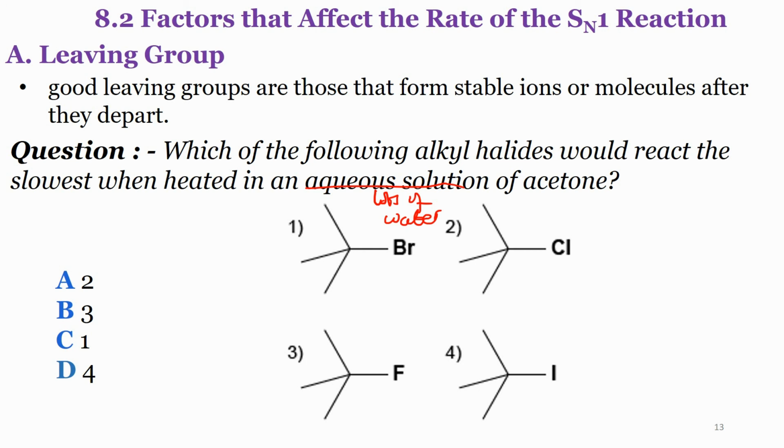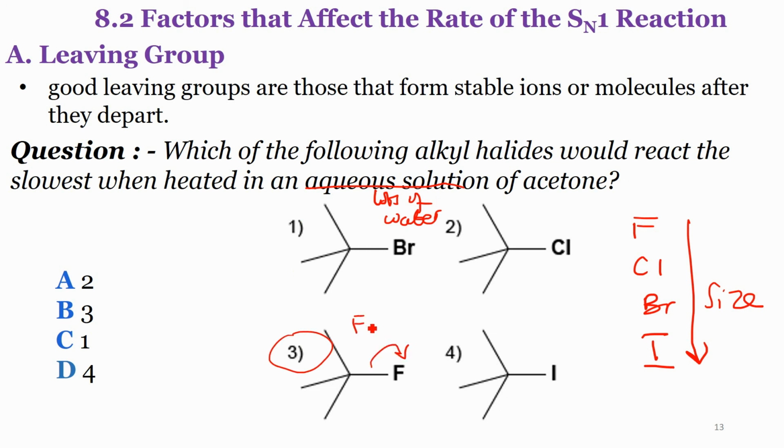Someone? 4. Would it be 3 because fluorine is larger or smaller? No, fluorine is actually the smallest out of the halogens. So you have F, Cl, Br, iodide. Size increases down. So let's see, which of the following will react slowest? So slowest will be 3, because this is the smallest. When this falls off, you get F minus, which is the smallest. I minus will be the fastest.